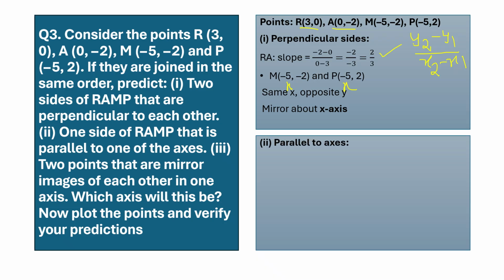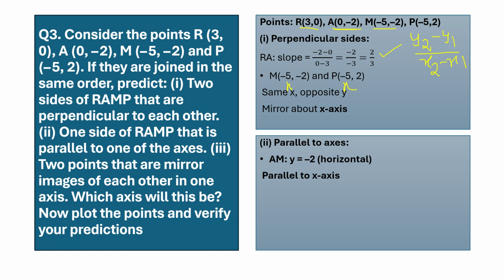Let's take question number 2, part 2, parallel to x. Now for this, again, children, you need to follow the coordinates. So let's take A and M. Now here if you see, y is what? Minus 2, which is horizontal. Y is minus 2, it is horizontal. So it will be parallel to the x-axis.